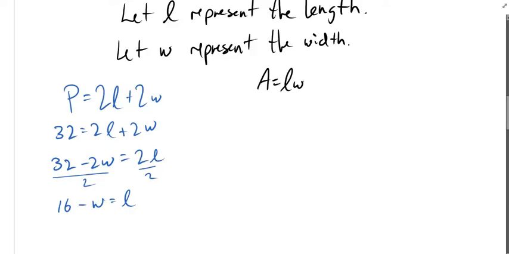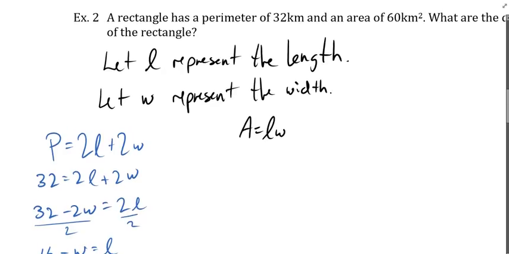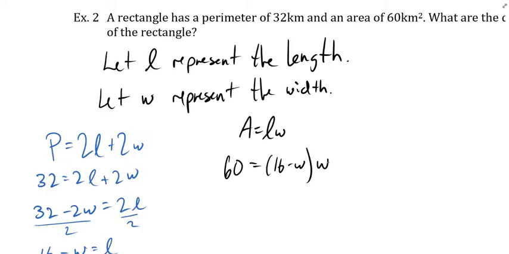Now, what's the formula for area? Area is length times width. Again, we know the area. It's given to us. It's 60 kilometers squared equals the length, which is 16 minus W, times the width, which is just W. So that's the word problem part. That's the application part, the hard part. Now we just solve.